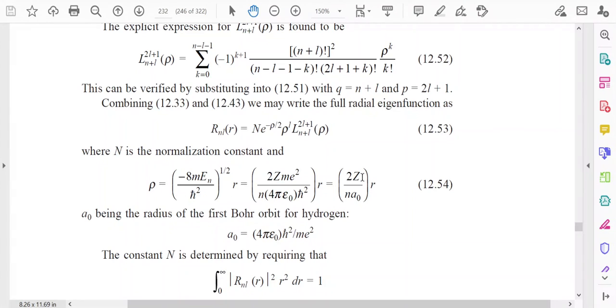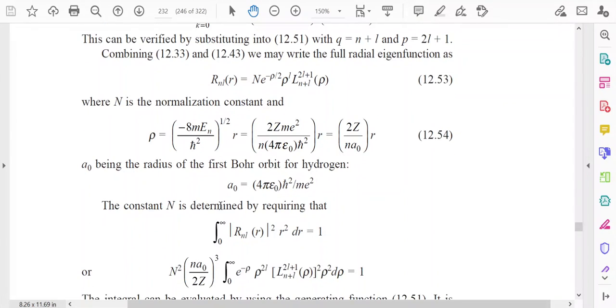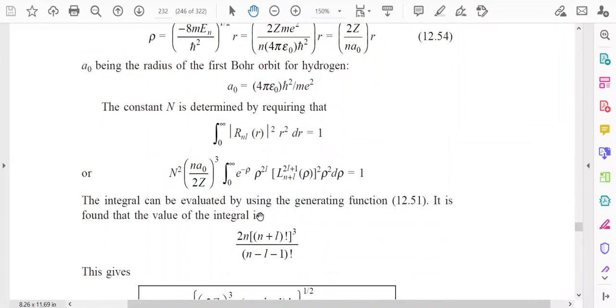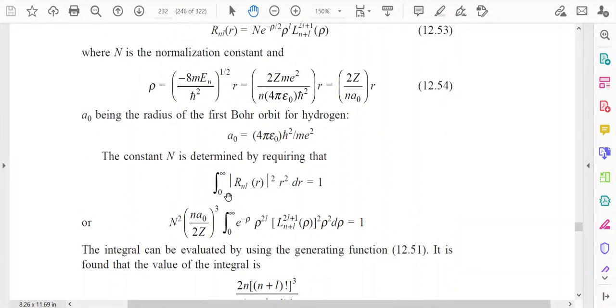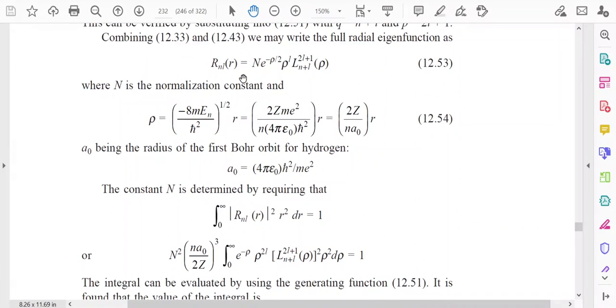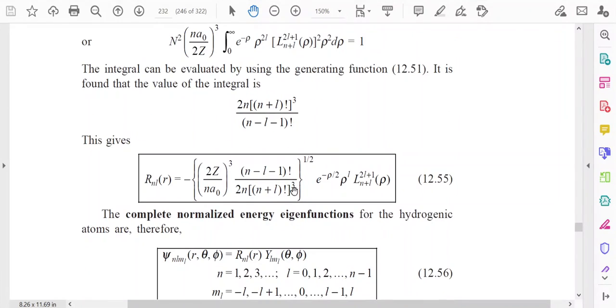This can be simplified as 2Z by n a0 times r, by putting the value of E. The constant N can be determined by the normalization condition. We already know how to normalize that. After the normalization, the value of N will be like this. And if we calculate the exact expression of R_nl(r), this is the exact expression for the radial wave function, given in equation 12.55.